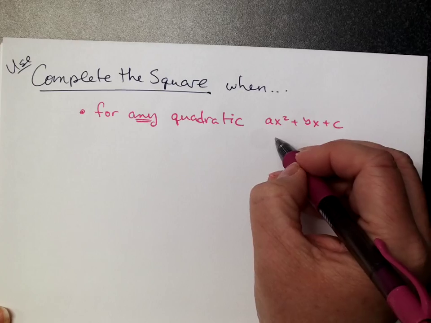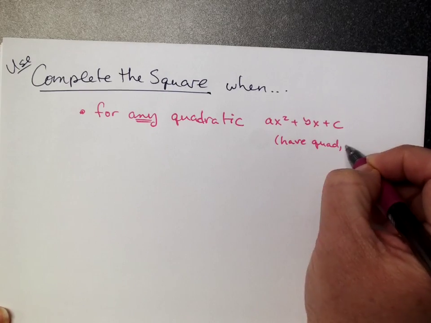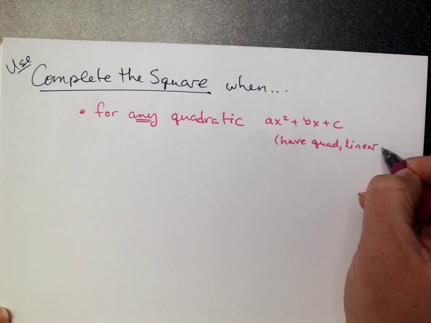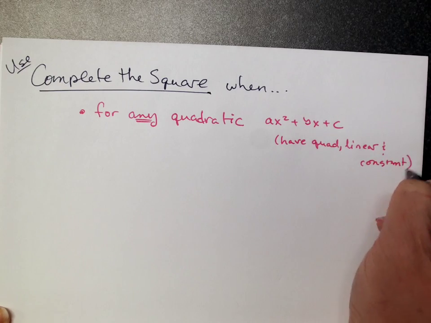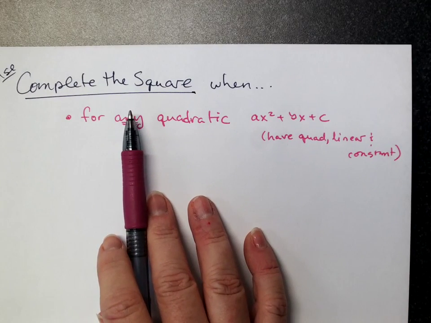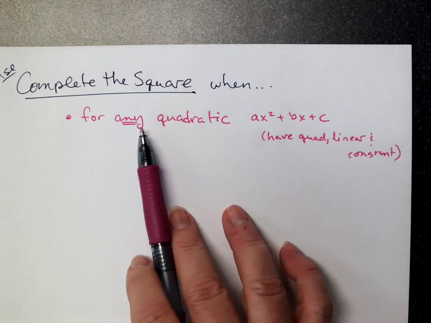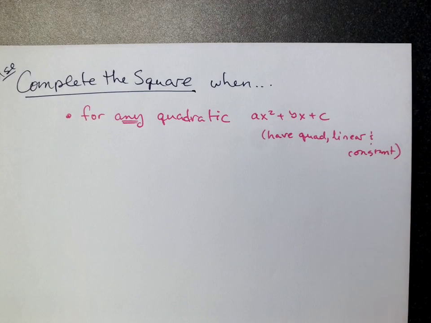Meaning you have a quadratic, a linear, and a constant. So remember, for doing the square root property, you couldn't have a linear term. Just a quadratic and a constant. Completing the square will work for any quadratic that has your a, b, and c, that has a quadratic, linear, and a constant. It'll work for any of them. Okay.